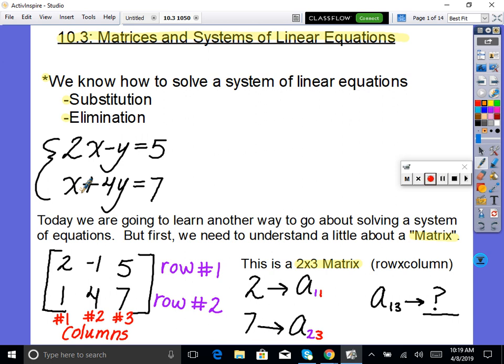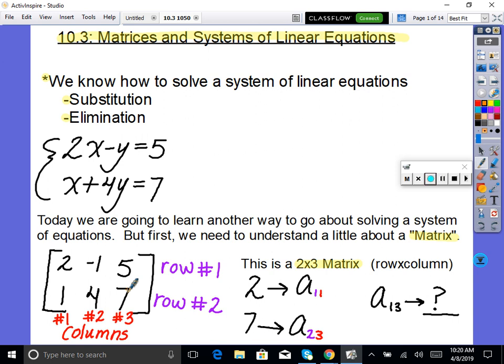So first, before we can learn this new way of solving a system of equations, we need to know a little bit about how a matrix works and looks. So right here is the matrix form of this system of equations. Notice, where are these numbers coming from? Well, yeah, they're the coefficients. See, look, 2, -1, 5, 1, 4, 7. So we can switch back and forth, so it would make sense that the first thing will be an x, y, and then this final thing will always be the equals to, right? The constant, in other words.